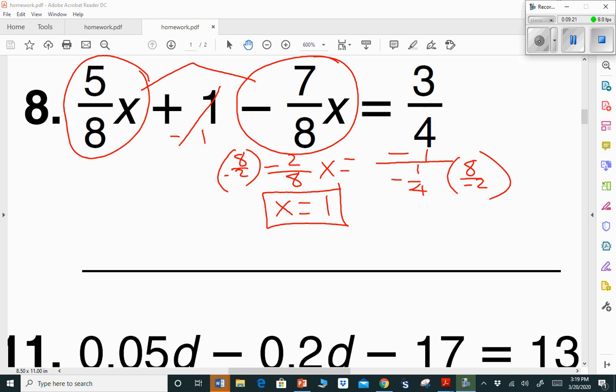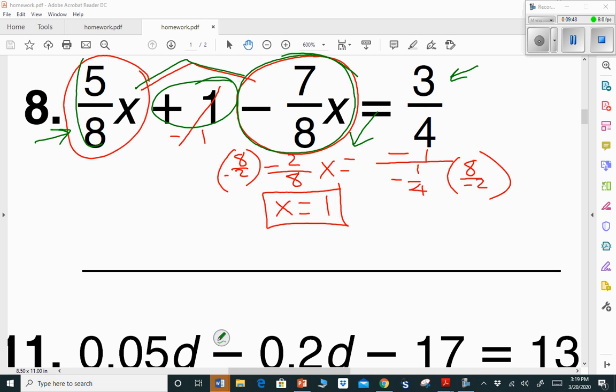All right, let's see how you did. We're going to leave the x's over here. We got to get rid of this 1, so we subtracted it from both sides. 3/4 minus 1 is negative 1/4. Bring down the equal sign. Combine our like terms. You see how I'm always circling these terms with their signs? Then you don't lose track of the signs. So 5/8 minus 7/8 is going to be negative 2/8. So that's why I put that right here. Negative 2/8 x.